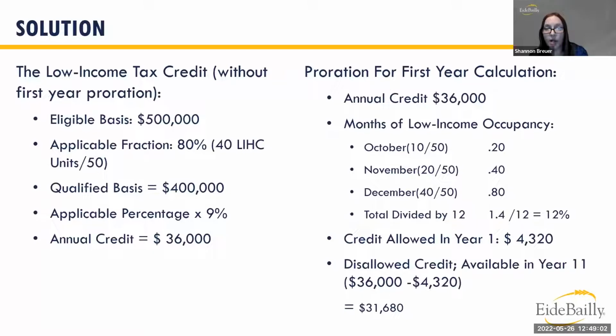Remember that the applicable fraction is the lower of the unit fraction or the floor space fraction, but for purposes of this example, we've only used the unit fraction, but you would need to look at both of those. And also, important to note, if you have excess basis in a deal, you can use that to allow some additional credits in year 1 versus year 11. But this particular example doesn't illustrate this option.